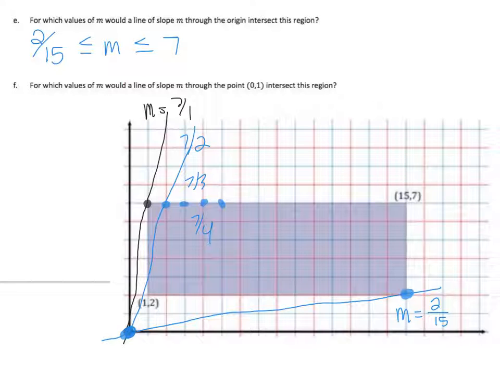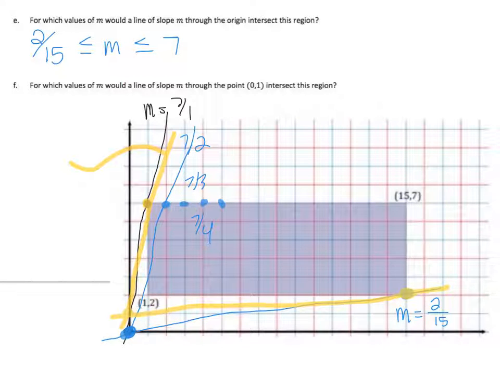All right, for which values of m would a line of slope m pass through the point 0, 1 and intersect the region? Let's put that point up there. I've got 0, 1. And I need a line to go through this point at numerous slopes. What would those slopes be? Again, I can have from there all the way over to here. So what's the slope of this first line?